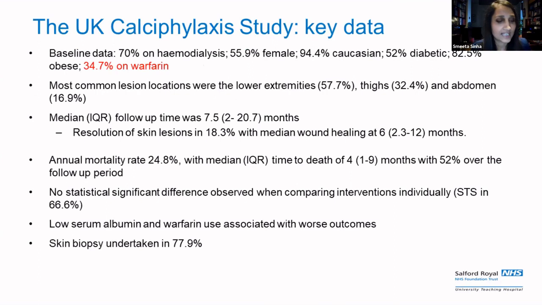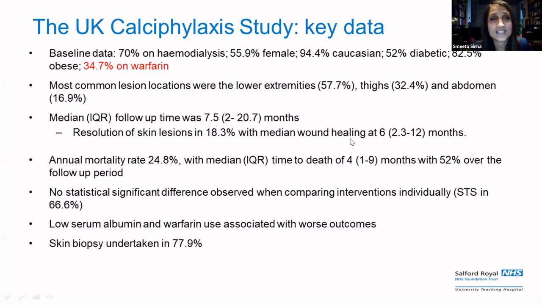So moving on to the calciphylaxis study data, I won't spend too long on here, but needless to say, in our data set, the majority were on hemodialysis with a preponderance of females with diabetes, but again, a significant proportion on warfarin. And we don't use that much warfarin in the UK. Lesions tend to be lower extremities, but also thighs and abdomen. And the resolution of skin lesions, poor, really poor. This includes all of them, hemo and non-hemo.